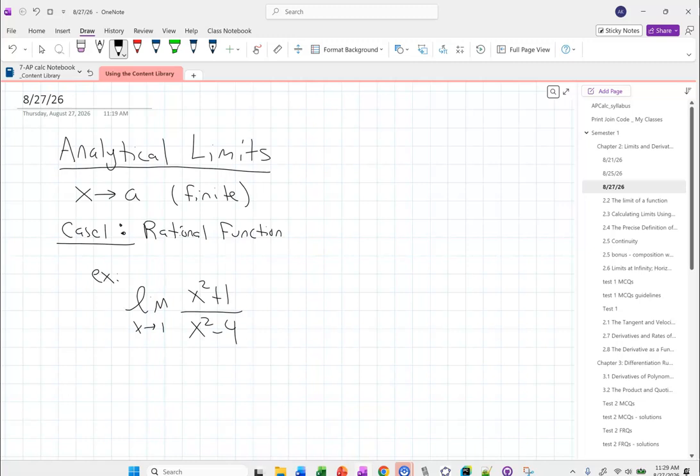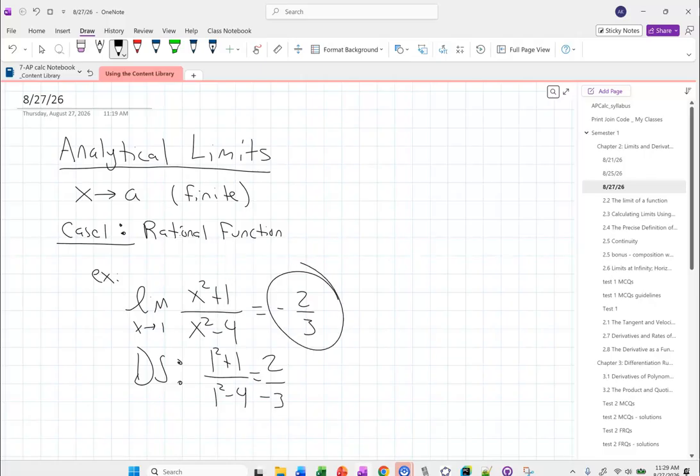First step on any analytical limit is going to be try a direct substitution, right? If I do that direct substitution, I have 1 squared plus 1 over 1 squared minus 4. That's our answer. Done. Right? The direct substitution just spits out a finite value. Don't think twice about it. You're done. Celebrate. It's as easy as it can get, right? Okay.